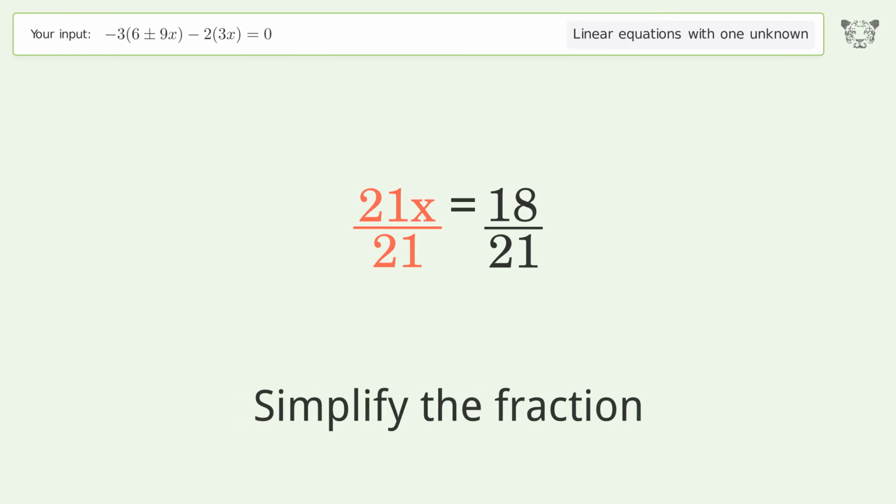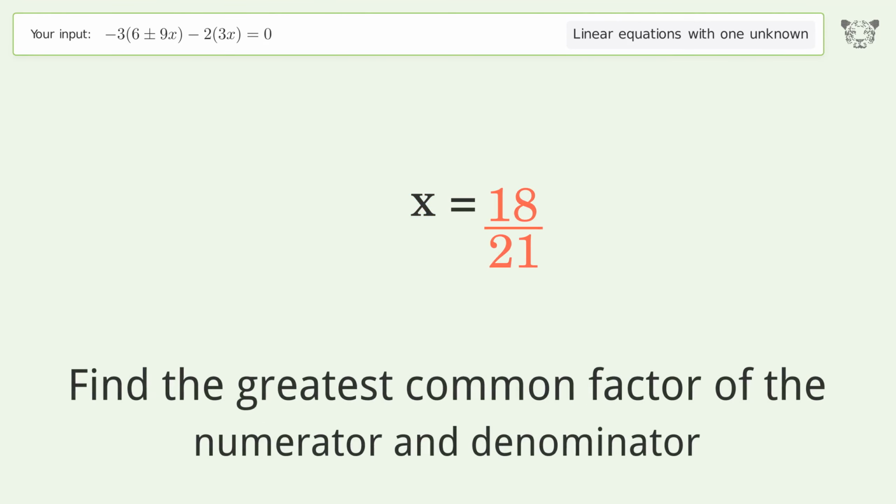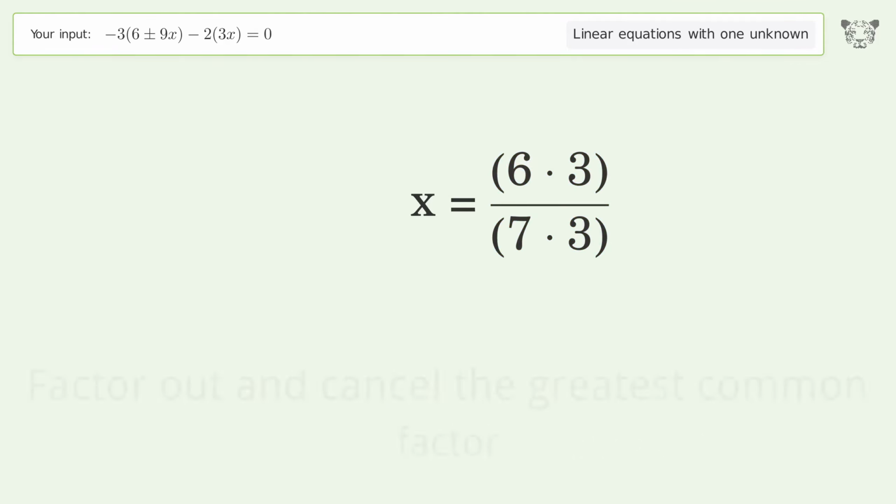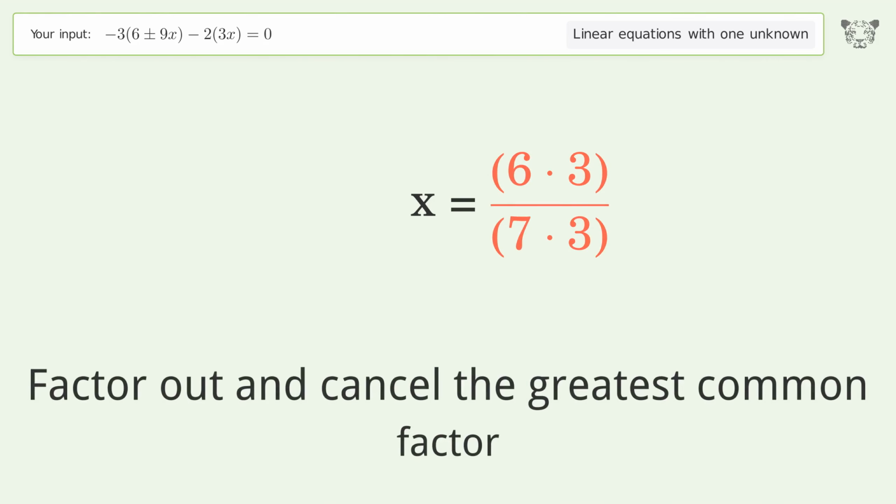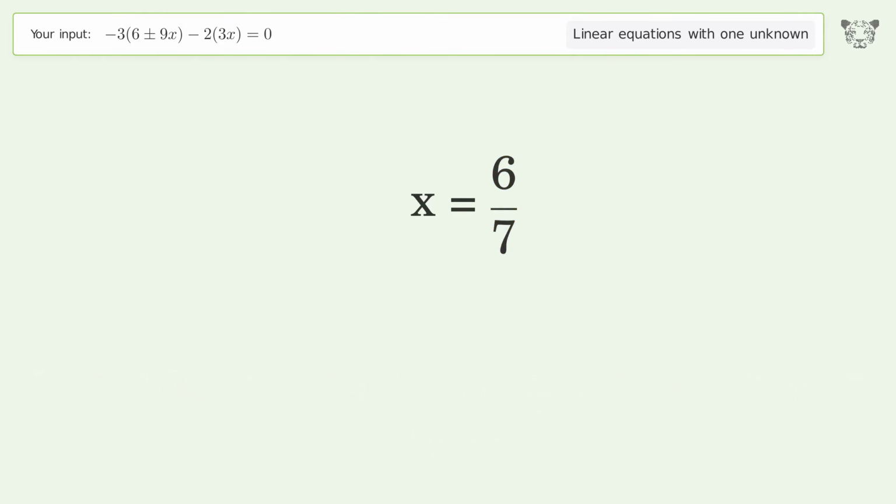Simplify the fraction. Find the greatest common factor of the numerator and denominator. Factor out and cancel the greatest common factor. And so the final result is x equals 6/7.